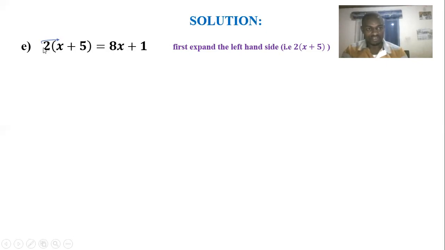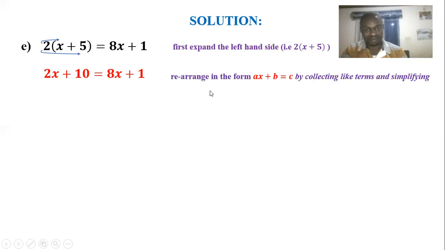Meaning we first take 2 multiplied by x. After that, we distribute 2 over 5, multiplying by 5, to give 2x plus 10 is equal to, maintaining the right-hand side, 8x plus 1. Now, in this case, we collect like terms. We rearrange in the form ax plus b equals c by collecting like terms and simplifying.